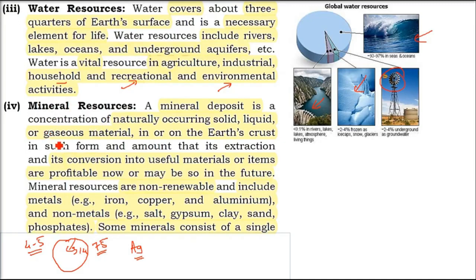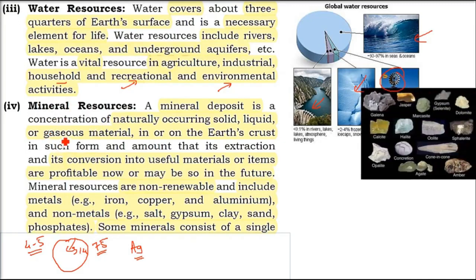Now coming to mineral resources. Minerals are nothing but rocks, but good rocks. Say expensive rocks, important rocks. So a mineral deposit is a concentration of naturally occurring solid, liquid or gaseous material in the earth's crust. The earth's crust extends from the top to around 60 kilometers. So what we get here, these minerals, are basically rock. They have transformed into a different form.